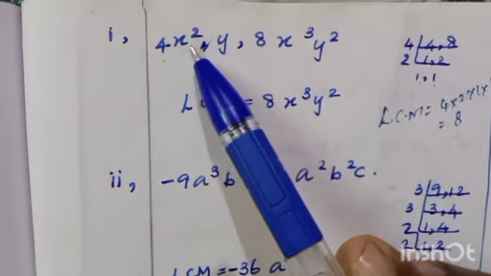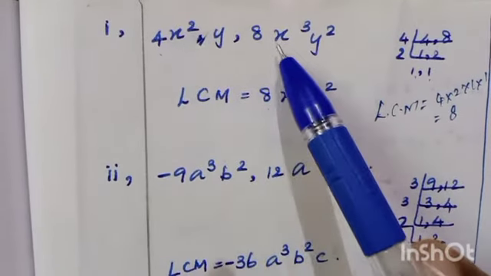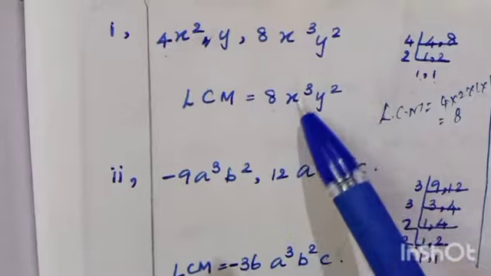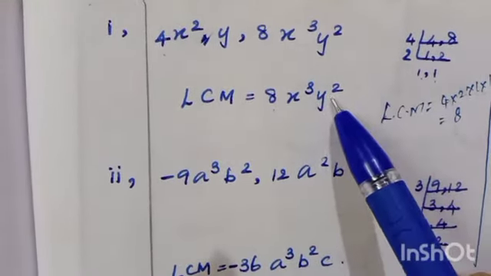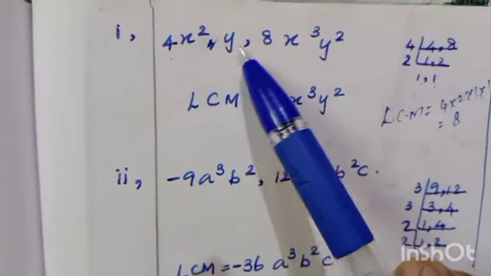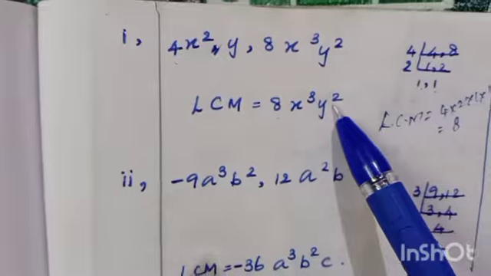Now you have to find it for the variables, x square and x cube. We take the greatest power, that is x cube. For y and y square, the greatest power is y square. So the LCM of 4x square y and 8x cube y square is 8x cube y square.